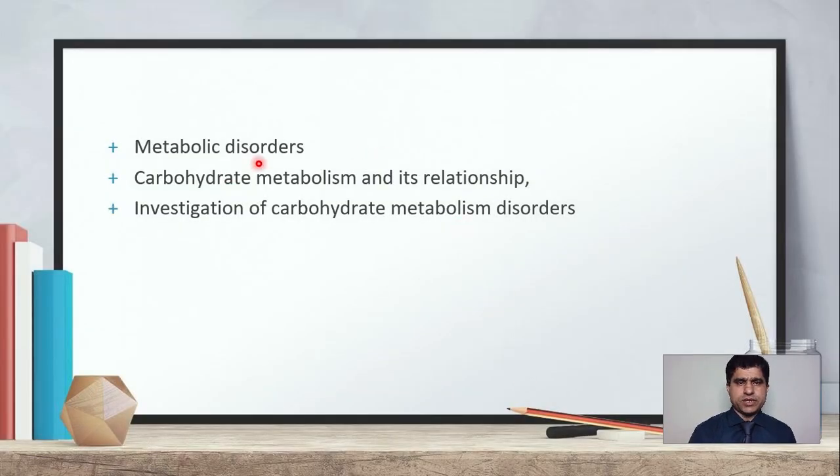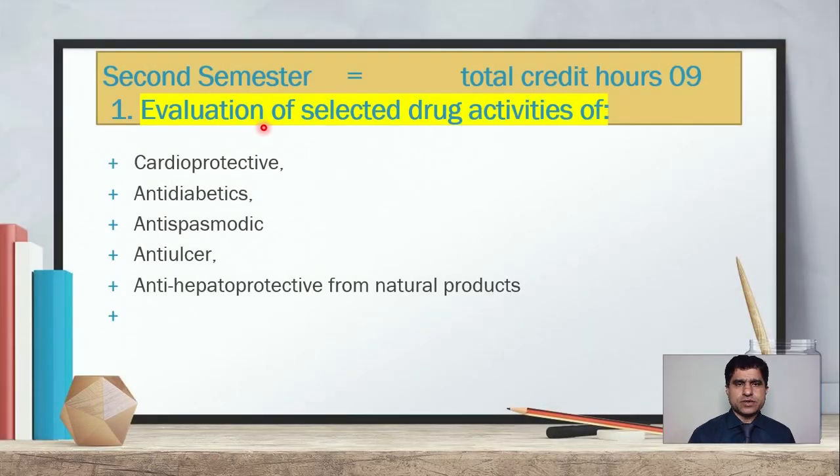Now here are the metabolic disorders: carbohydrate metabolism and its relationships, and investigation of carbohydrate metabolism disorders. Next we go to the second semester, with total credit hours 9: evaluation of selected drug activities, cardioprotective, anti-diabetic, antispasmodic, anti-ulcer, and hepatoprotective activities from natural products. The evaluation of selected drug activities in these areas will be discussed here.